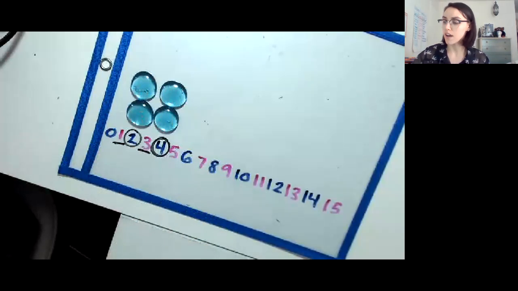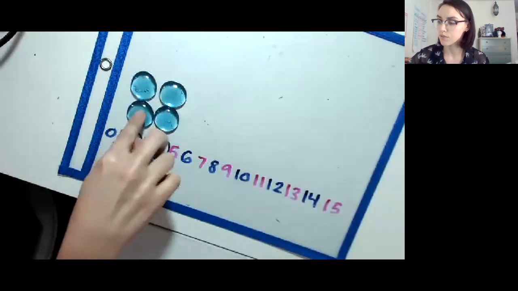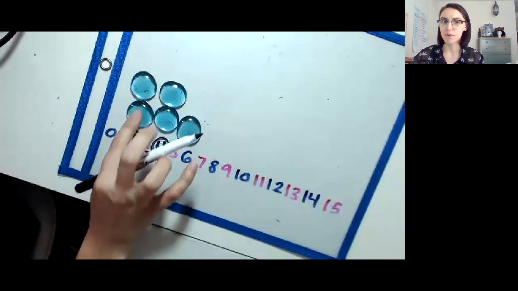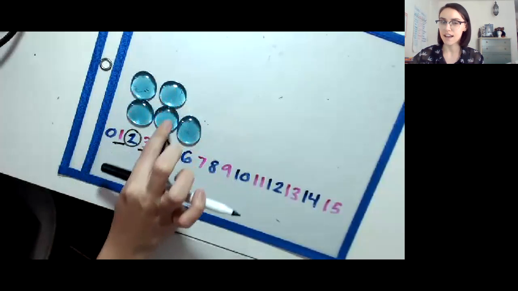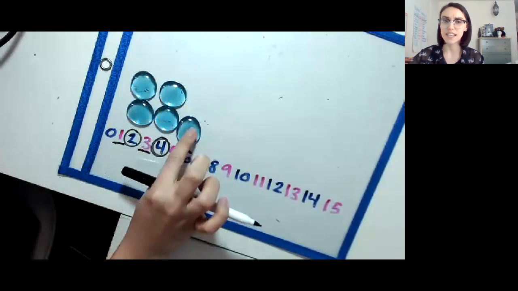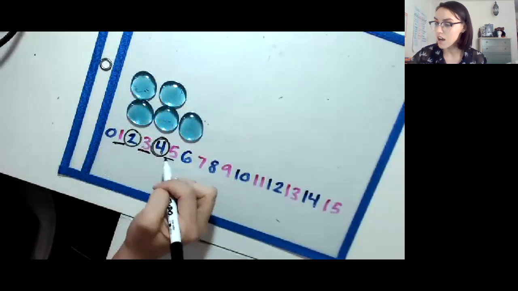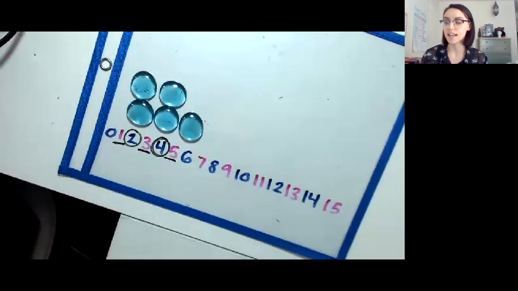Let's go to number 5. We have 1, 2, 3, 4, 5. These guys have a partner. These guys have a partner. Oh, but he does not have a partner. So it looks like number 5 is not an even number. It is odd.